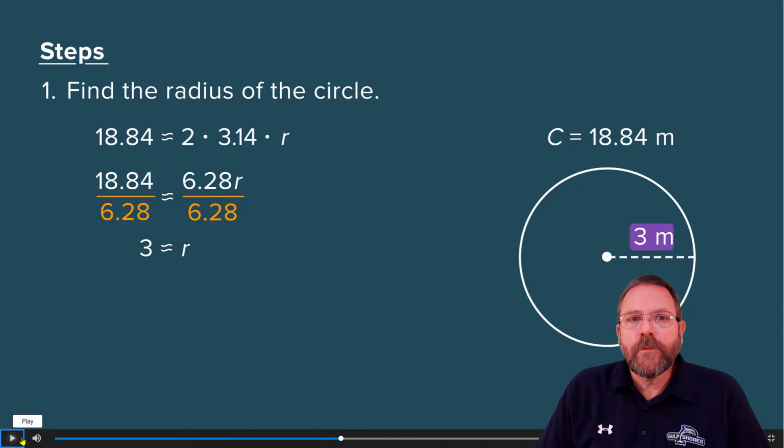Alright, so what they've done so far is they've taken and gave you the circumference of 18.84. You used what you knew about pi. 2 times 3.14 gave you 6.28. Divided that 6.28 on both sides to find that the radius was equal to 3. Let's keep going.